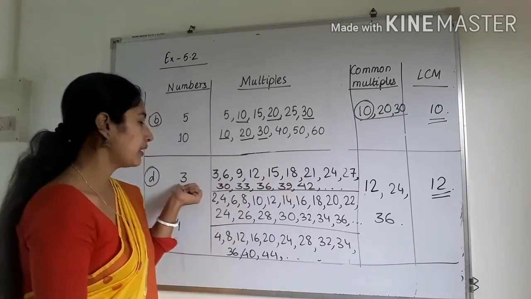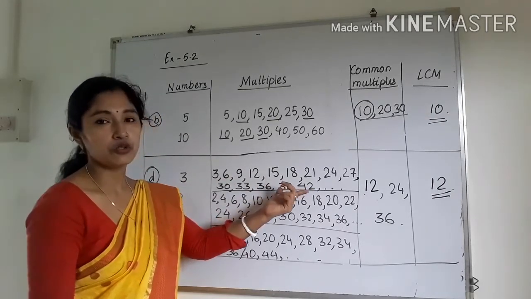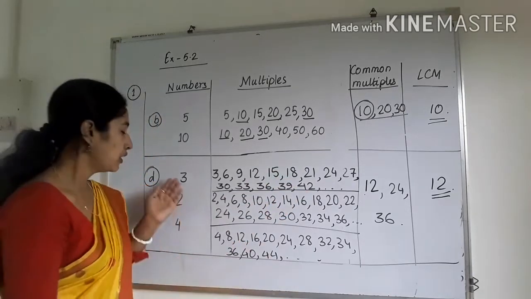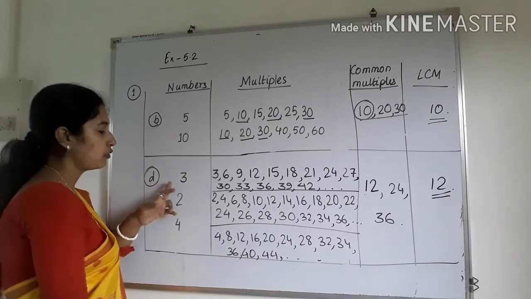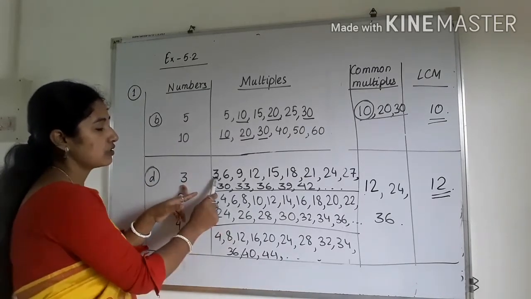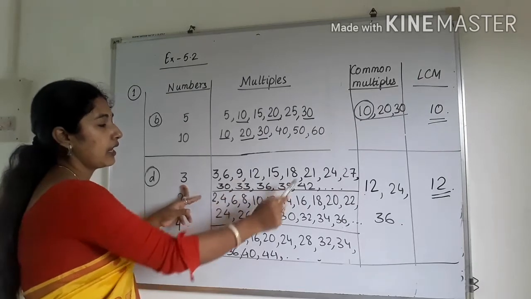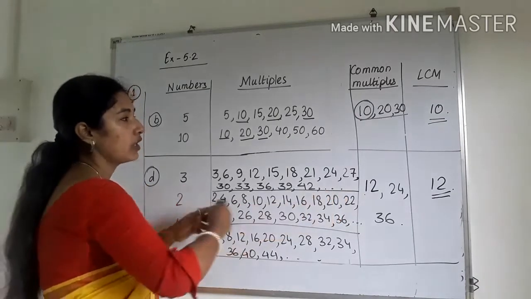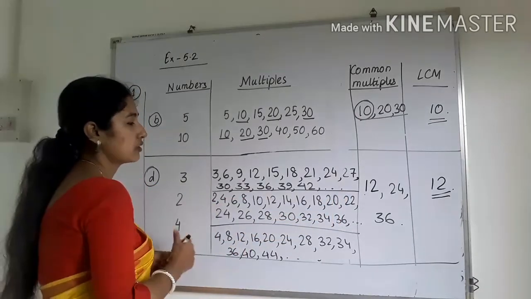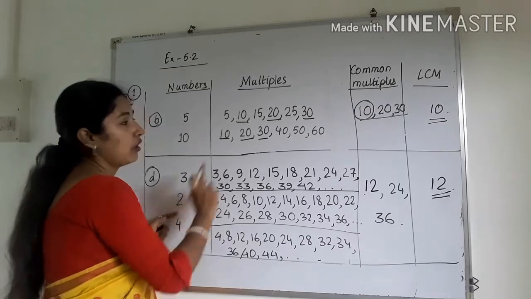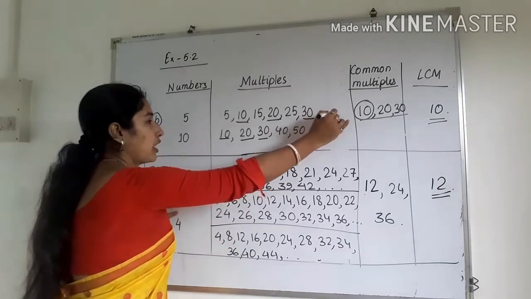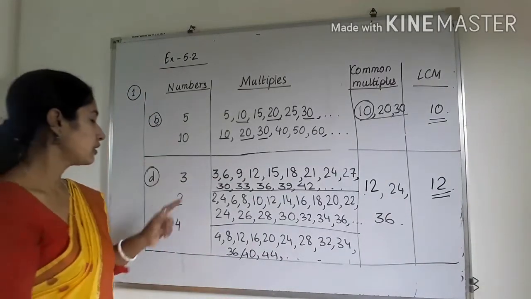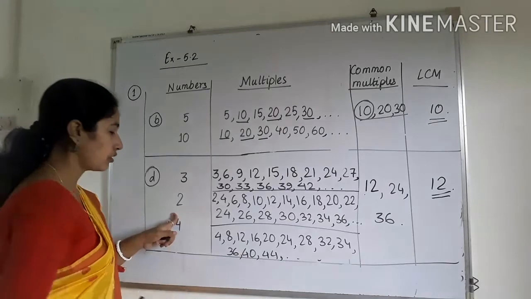Here I am writing the multiples of 3 up to 42. By that way we can easily find the 3 common multiples of 3, 2 and 4. So you have to write the table of 3. 3 ones are 3, 3 twos are 6, 3 threes are 9. Like that I have stopped at 42 and then it will go on like this. So I have written 3 dots, because it is continuing. Here also you have to write dots because it is continuing.